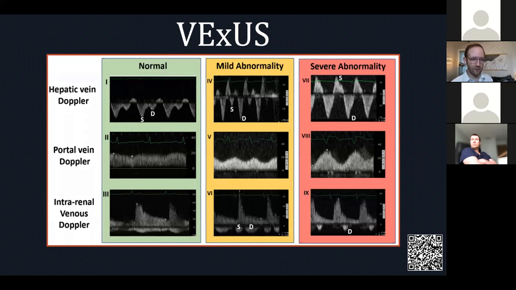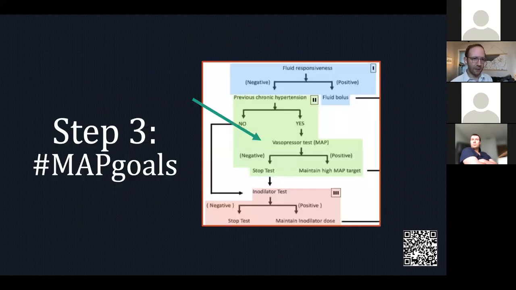So now that we've moved past the point of preload responsiveness and preload safety, we can look at MAP goals. And I know this has been talked about a little bit by people before me today, but it's worth revisiting now because this was something that was systematically tested in patients with previous chronic hypertension in the Andromeda shock trial. Let's step through a couple of the studies quickly just to summarize them. I know that some of them have been mentioned already.